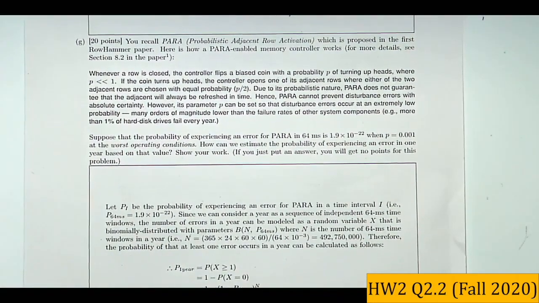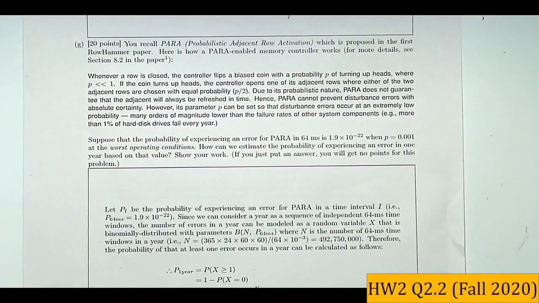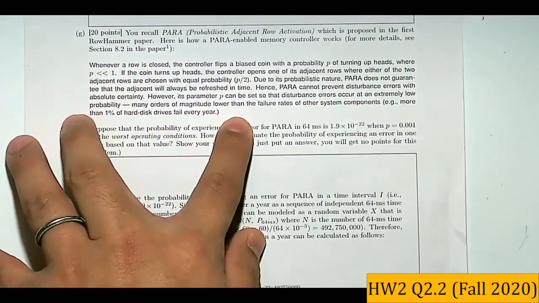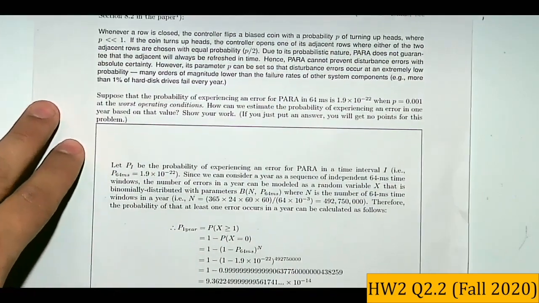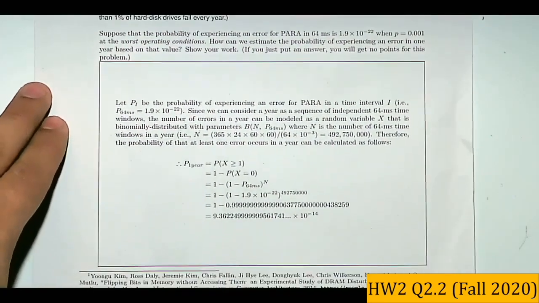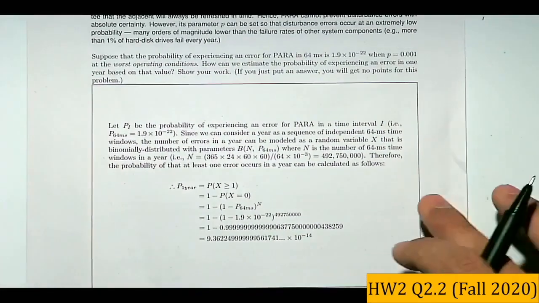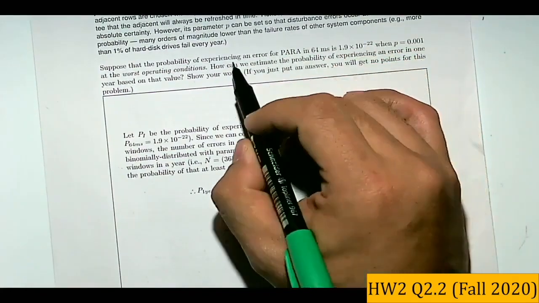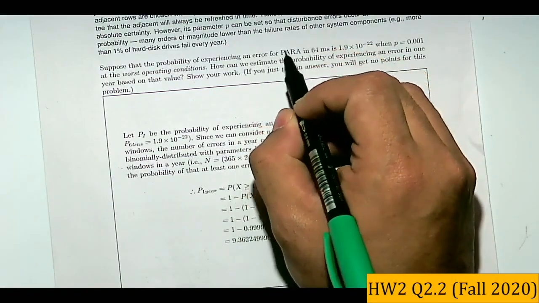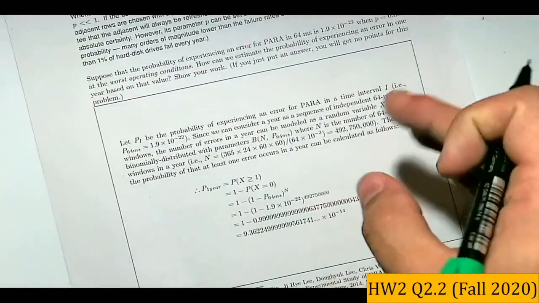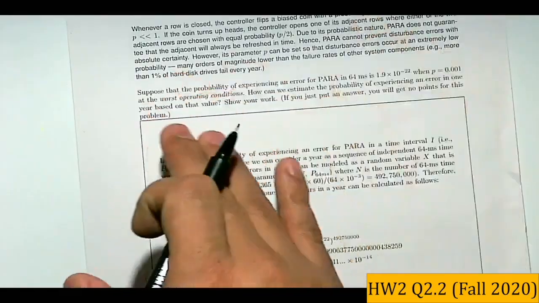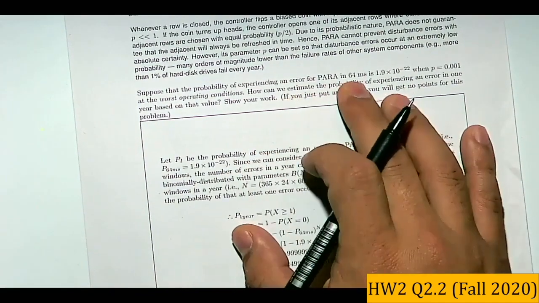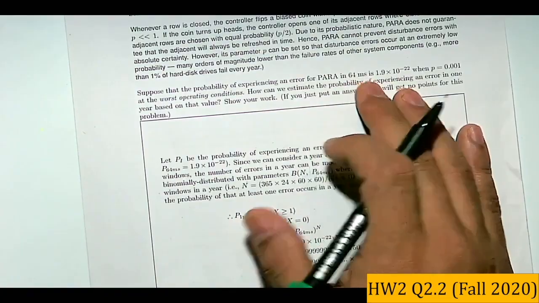And the final question: you recall PARA, which is proposed in the first RowHammer paper. And here is some description of how PARA works. And I suppose you are already aware of it. So the key question is, we know the error rate of PARA. We know the probability for PARA to experience an error in 64 milliseconds, which is very small.